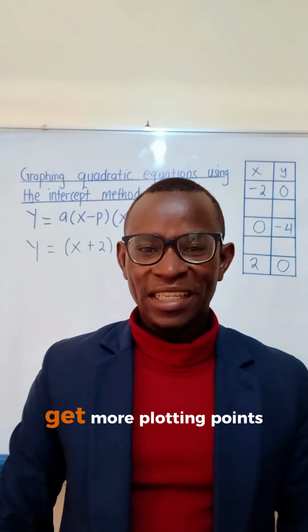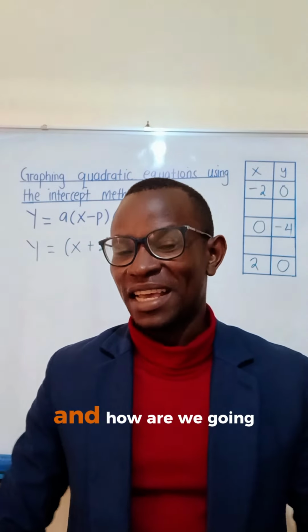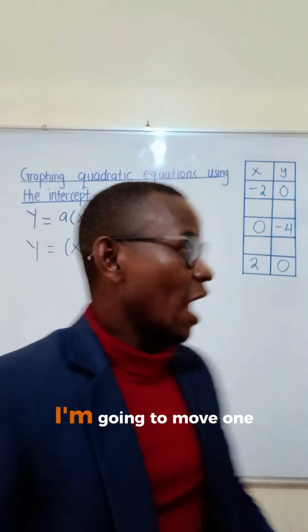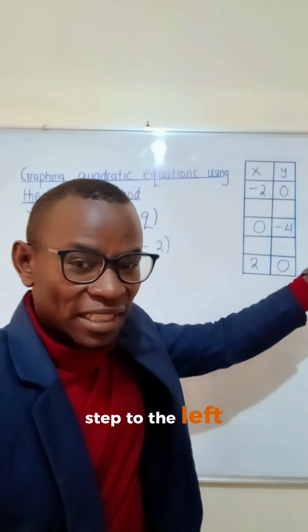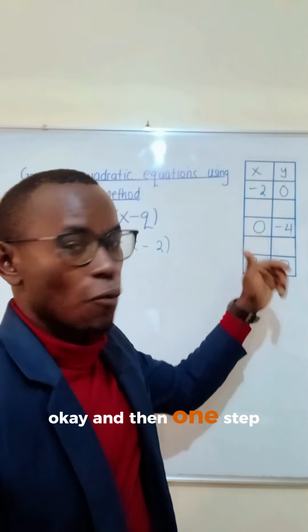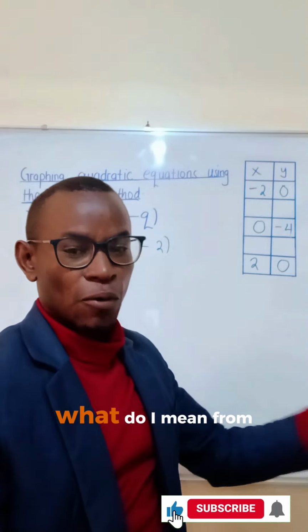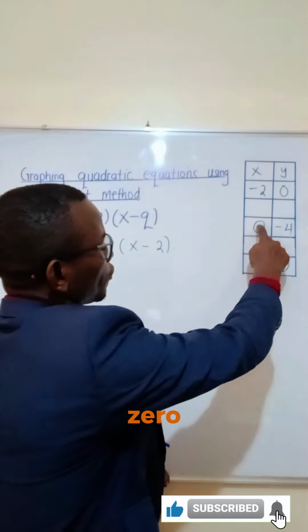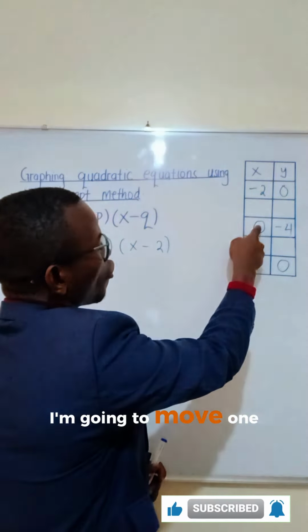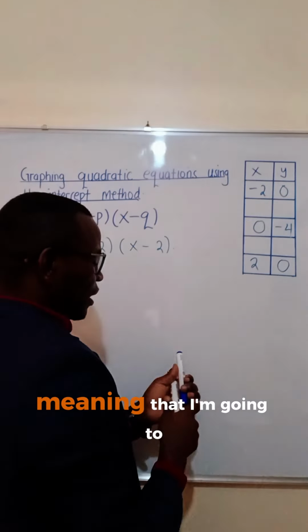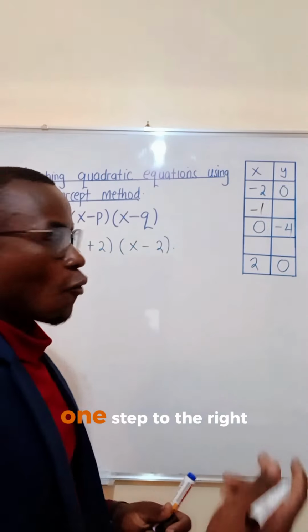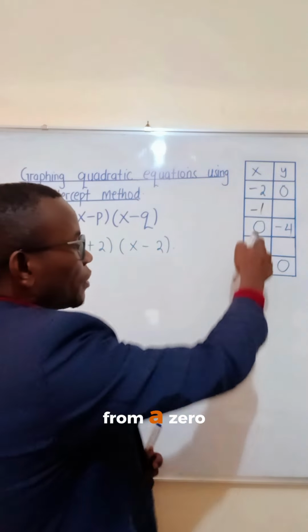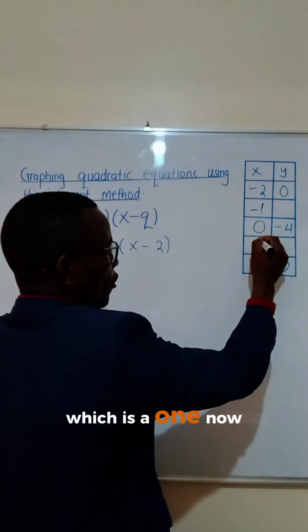So we are going to get more plotting points. And how are we going to get them? I'm going to move one step to the left, okay, and then one step to the right. What do I mean? From 0, I'm going to move one step to the left, meaning that I'm going to have negative 1, and then one step to the right from 0, which is 1.